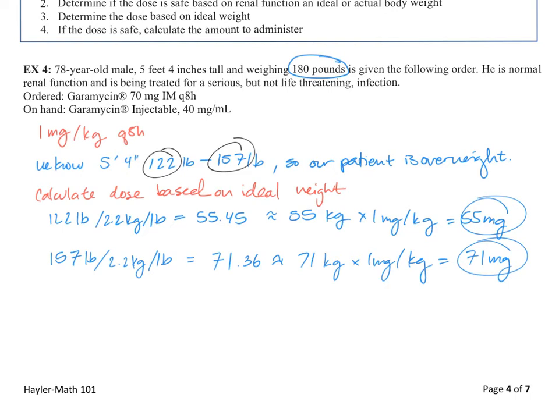Alright, so let's go ahead and compare the dose that was ordered. The dose that was ordered was 70 milligrams. And 70 falls right in between 55 and 71, so we know that this is a safe calculation. It falls in between the range for the ideal weight of this person. So last thing we're going to do, since the dose is safe, we're going to go ahead and calculate the amount of the medicine that we want to administer.